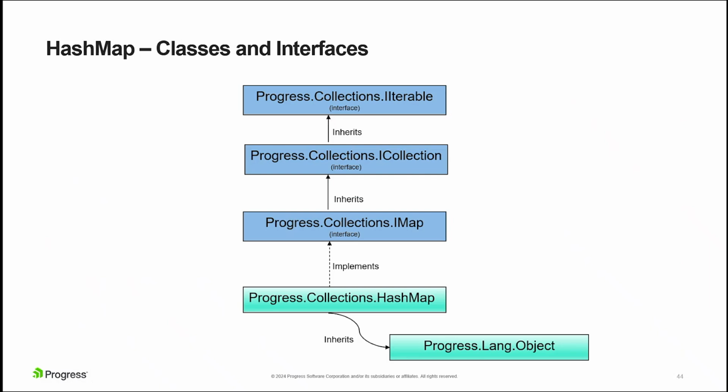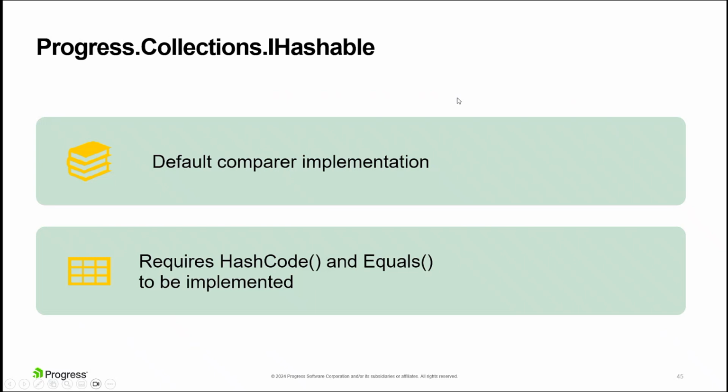So here is a quick hierarchy of the HashMap collections within the ABL collection family. This includes all the supporting classes and interfaces for the HashMap collection. Progress.Collections.HashMap inherits from Progress.Lang.Object, and implements the Progress.Collections.IMap interface. And this IMap interface is the root interface for all the HashMap collections. In addition to these classes and interfaces, there are a few more supporting classes and interfaces specific to the HashMap collection as well. One of which is the IHashable.